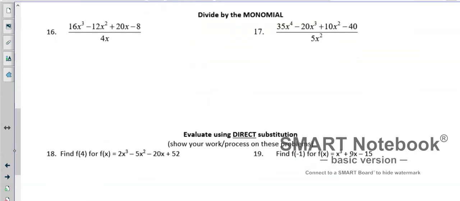All right, these two are dividing. We're basically dividing each term by 4x. Okay, so remember, you could write these separately, 16x cubed over 4x minus 12x squared over 4x and so forth. But we're basically just dividing each term. So we're going to divide each number, 16 divided by 4, and then x cubed divided by x to the 1. Remember, we just subtract the exponents. Negative 12 divided by 4 is negative 3. 2 minus 1 is 1. 20 divided by 4 is positive 5. The x's cancel.